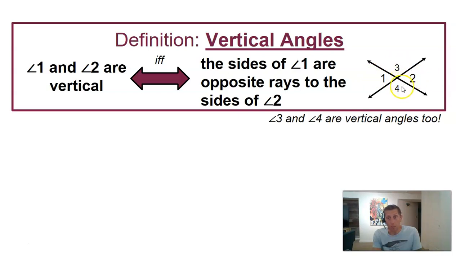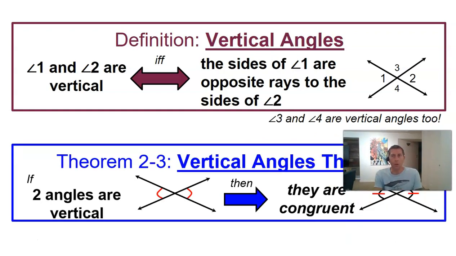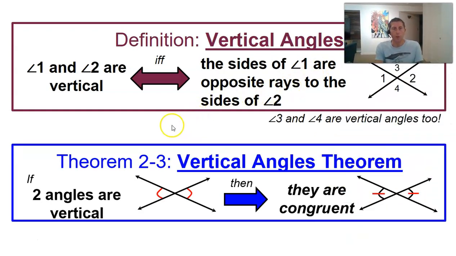Angle 3 and angle 4 are also vertical angles because they're on opposite sides of a vertex that share straight angles. That's what we know about vertical angles. Now, the next part of this slide is the vertical angle theorem. This is going to be our third theorem for chapter 2. If two angles are vertical, these two right here indicated in red, then they are congruent. We can mark them as congruent with tick marks.